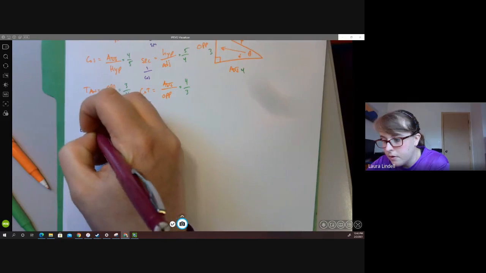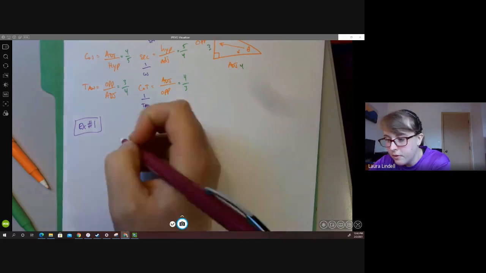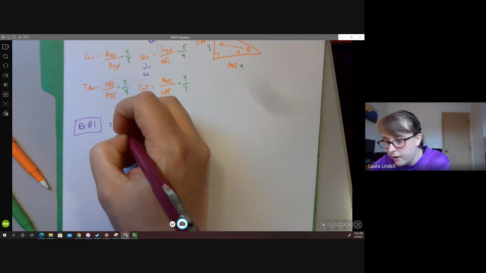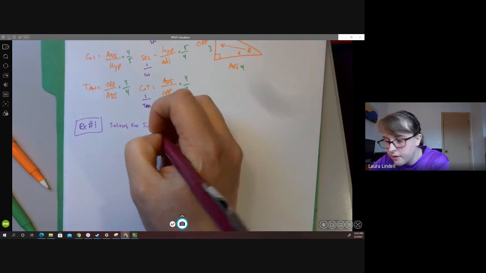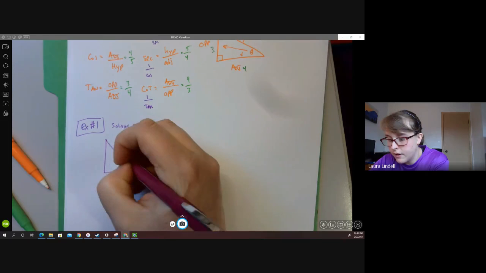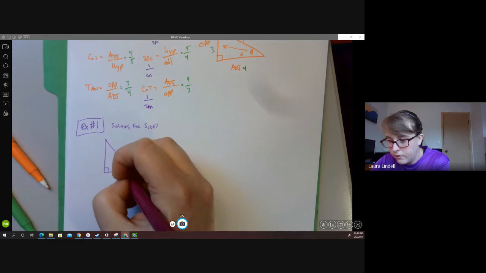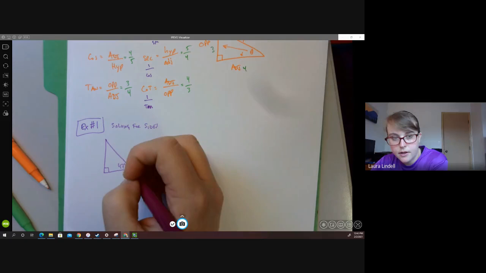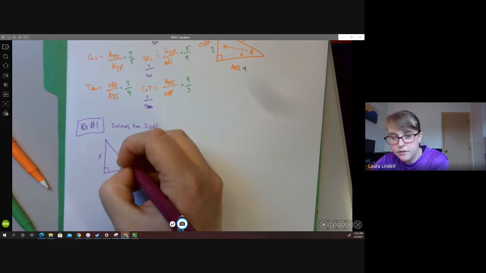Example 1. This is going to be an example where we are solving for missing sides. So we're going to be given this right triangle here. We know this is a 47-degree angle. We know this side length is 6, and we are missing these 2 sides.